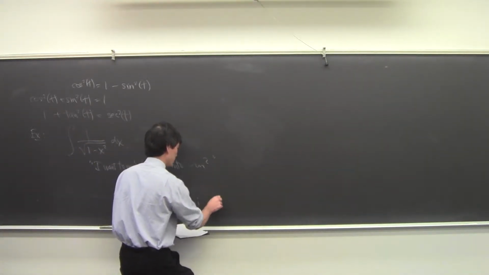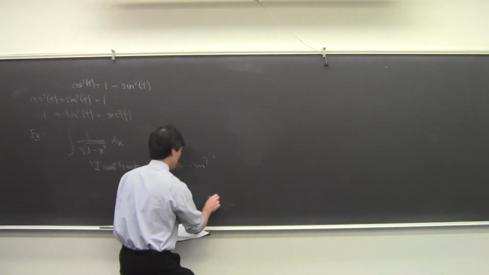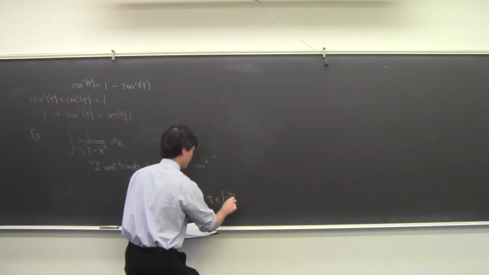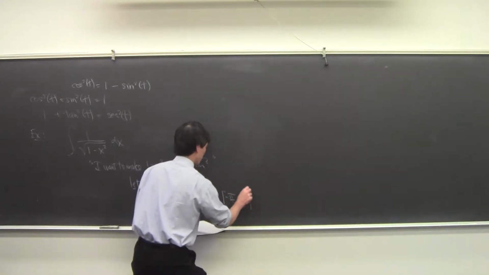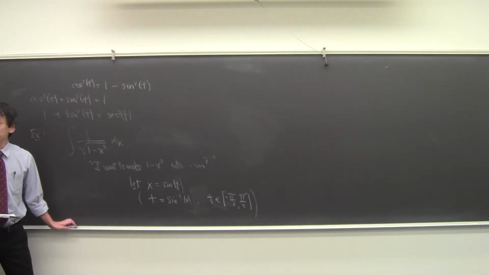The main point here is that this gives you some constraint on what t can be. t lies between negative pi over 2 and pi over 2, because it's sine inverse.